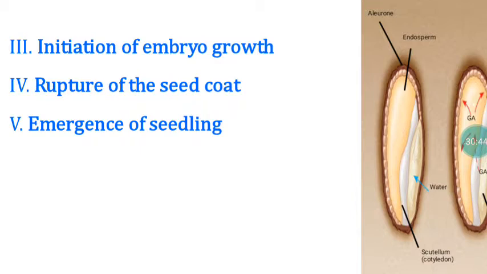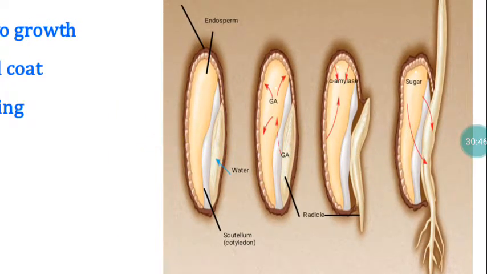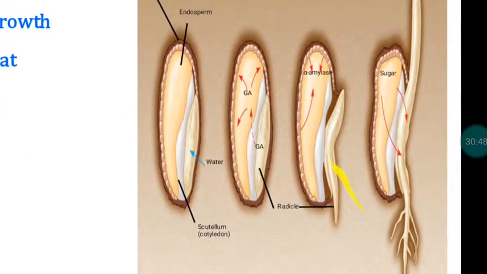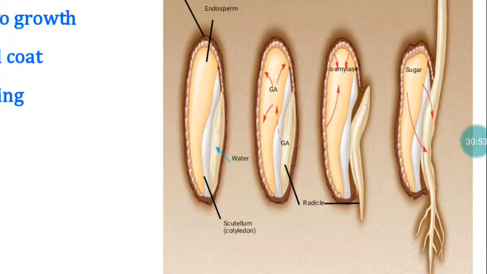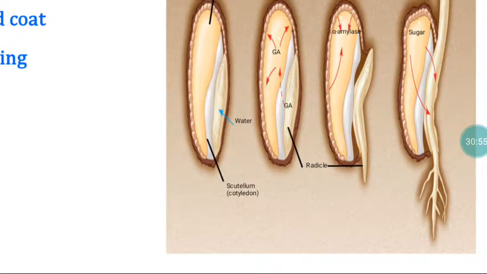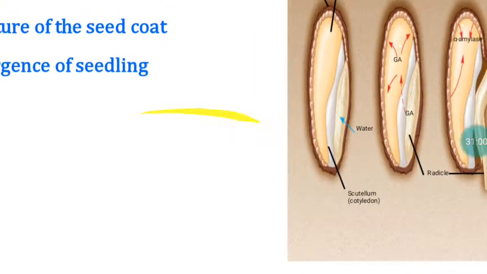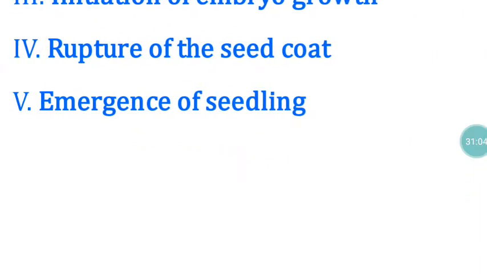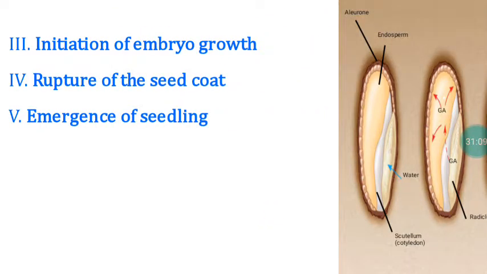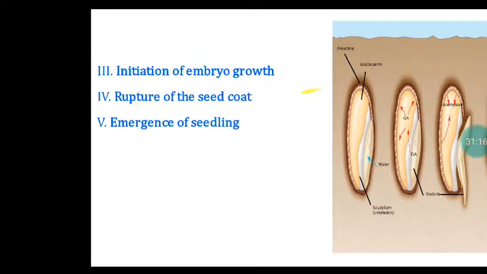At the time of rupture, in most cases the radicle will come out first, except rice. In the case of rice, the plumule will come out first, whereas in most of the seeds, the radicle will come out first, and then the plumule will come out. So finally you can see a beautiful seedling. So these are all the things happening at the time of germination in almost all the monocot and dicot seeds. So these are the five different phases of seed germination.